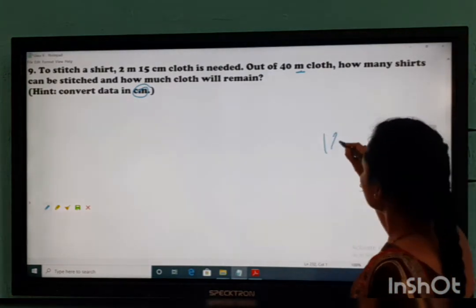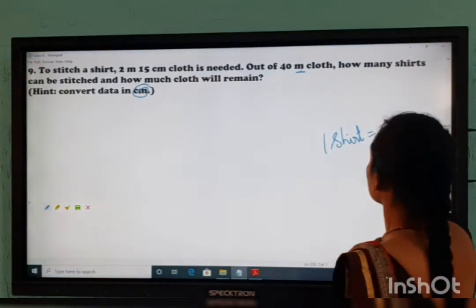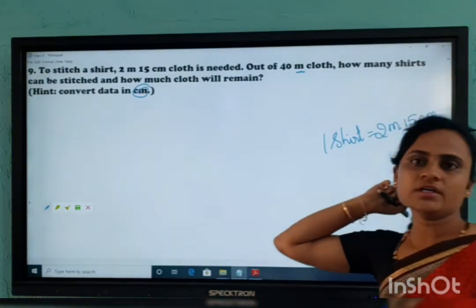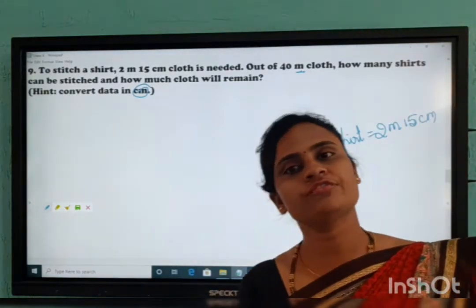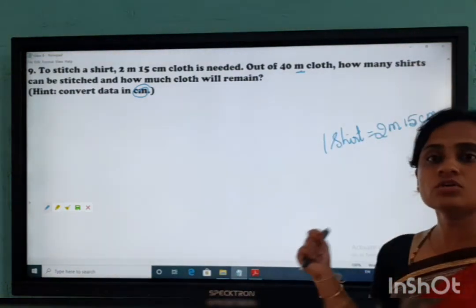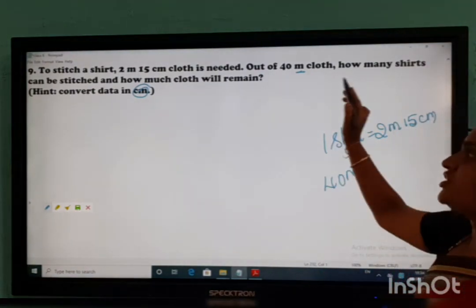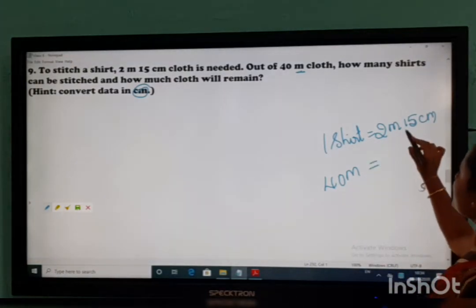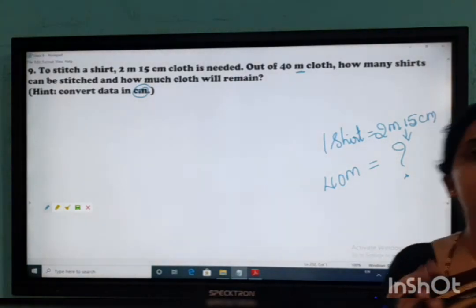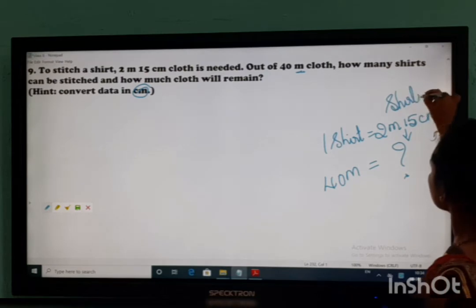So for one shirt, how much cloth is required, children? 2 meter 15 centimeter is required. Got it? So for one shirt, 2 meter 15 centimeter cloth is required. But out of 40 meter cloth, how many meters of cloth are we having? 40 meter we are having. How many shirts can be stitched? So in this 40 meter, with this measurement, how many shirts can be stitched?